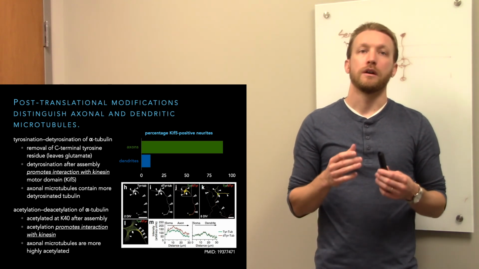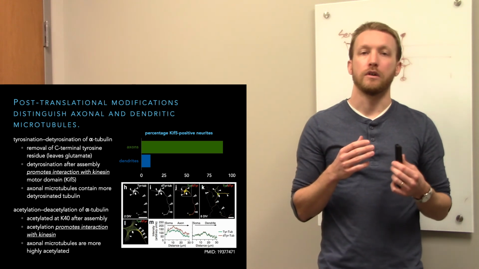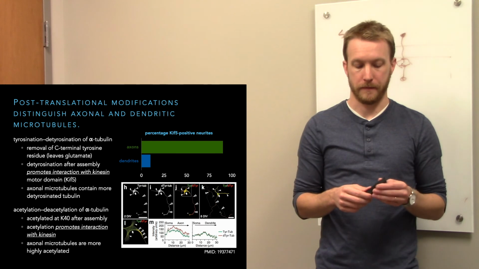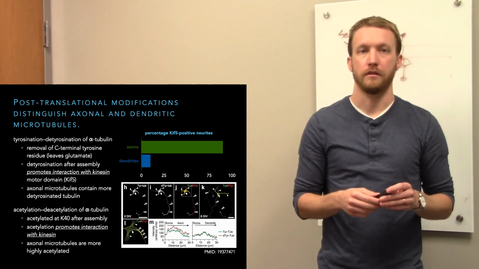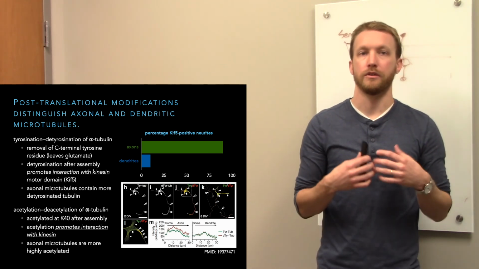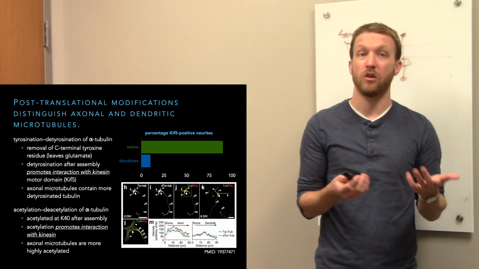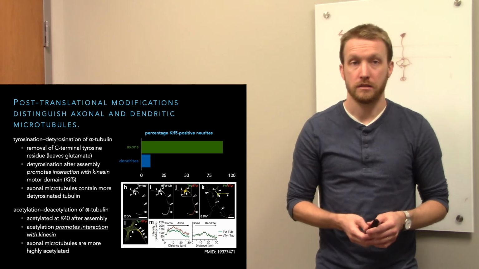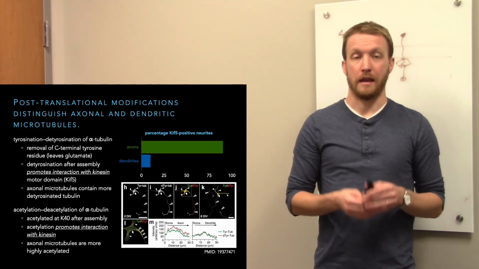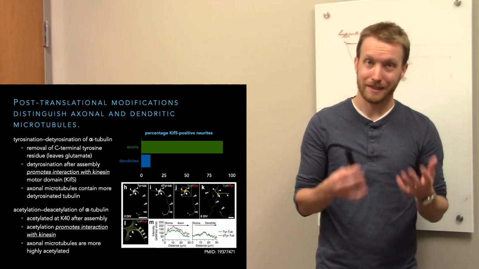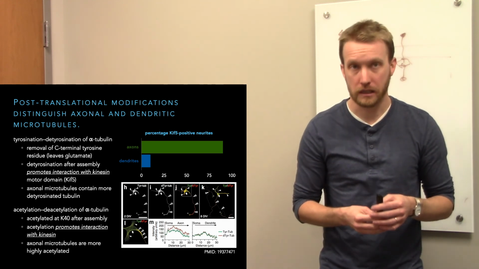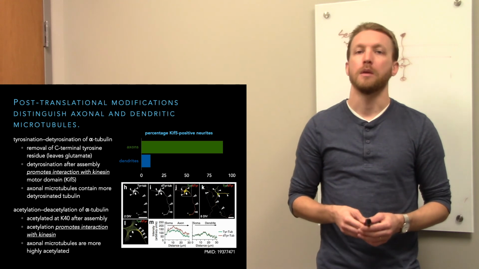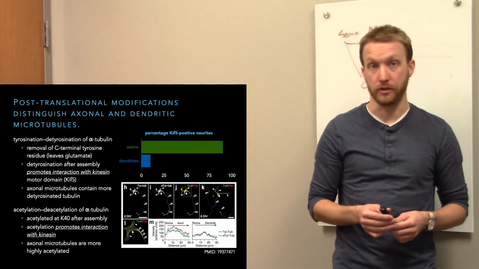There's also the addition of acetyl groups onto the tubulin subunits. So when tubulin subunits are acetylated, this also promotes interaction with kinesin. Not surprisingly, microtubules in the axons are going to be more highly acetylated, again allowing for more stable interactions with kinesin, because we have much further to transport our goods.